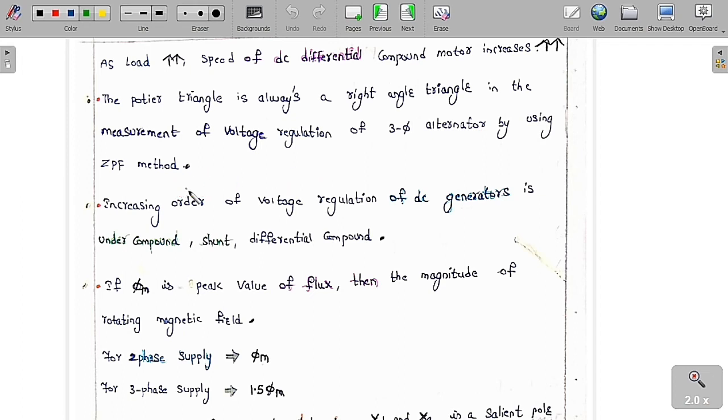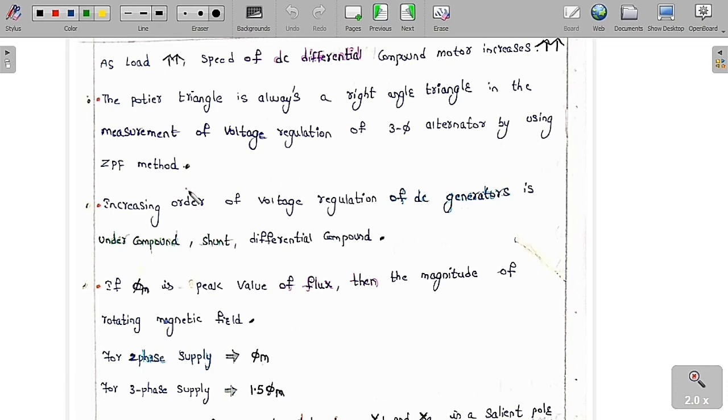I have already told you the different types of methods: the EMF method, MMF method, ZPF method and ASA method. These are the four methods that I have already discussed to figure out the voltage regulation of an alternator.